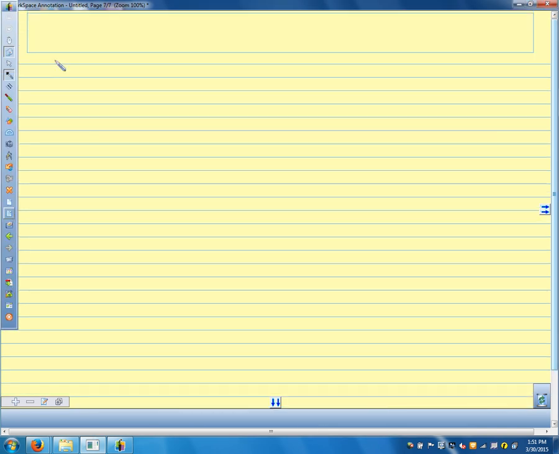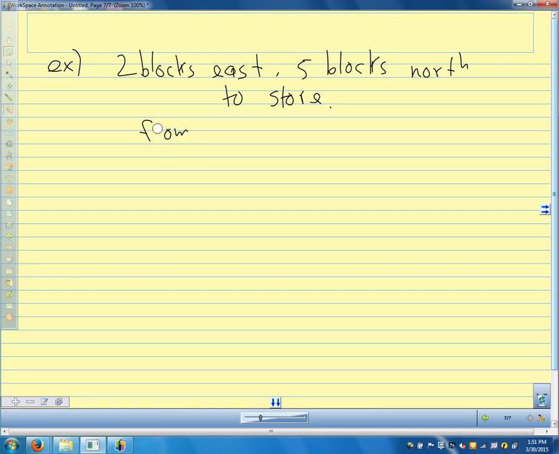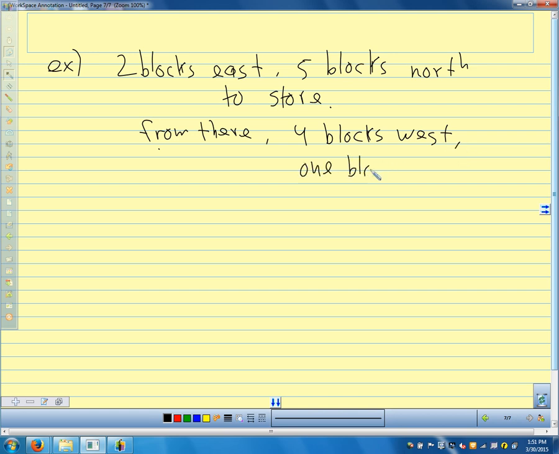All right. Just another way to think about this, maybe to connect a little more with a day-to-day example. Let's say you leave your house and you go 2 blocks east and 5 blocks north to the store. So you leave your house, you go this distance, and from there, you go 4 blocks west, and then 1 block south, to your friend's house. How far are you from home?